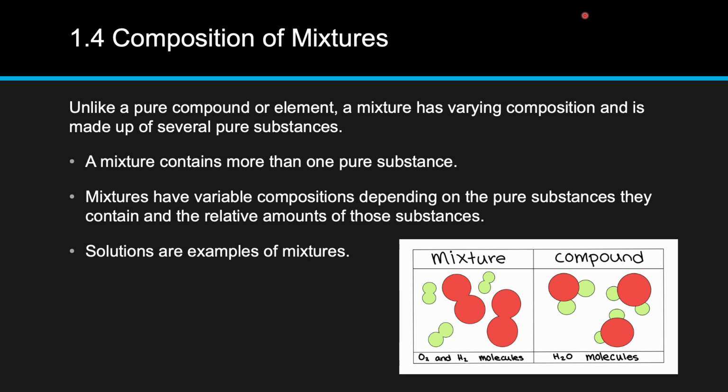So that gaseous mixture is a combination of two pure substances. And then on the right, we have a compound of H2O molecules that is a pure substance because it is just one type of molecule and each molecule is composed of the same composition of two hydrogens per one oxygen.